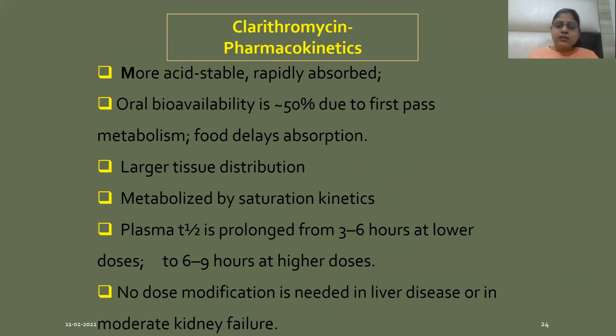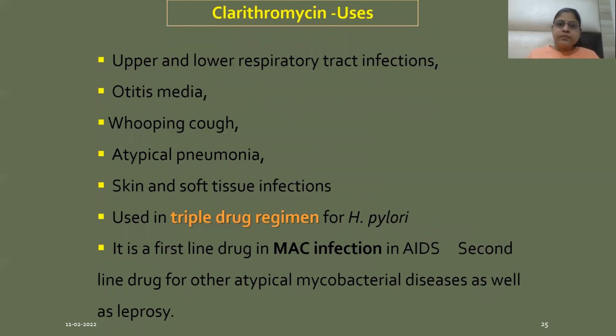No dose modification is needed in case of liver disease or renal failure. It can be used in upper and lower respiratory tract infections, otitis media, whooping cough, atypical pneumonia, and skin and soft tissue infection. It is used in the triple drug regimen for H. pylori associated peptic ulcer. The CAP regimen, clarithromycin, amoxicillin, and omeprazole, which is the proton pump inhibitor, can be used to treat H. pylori associated peptic ulcer.